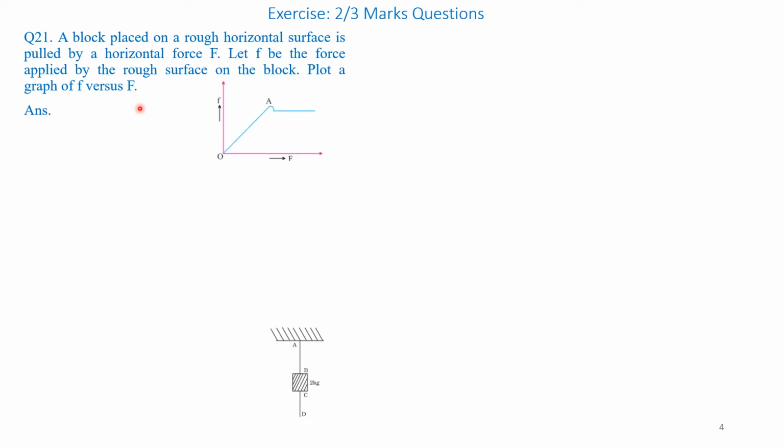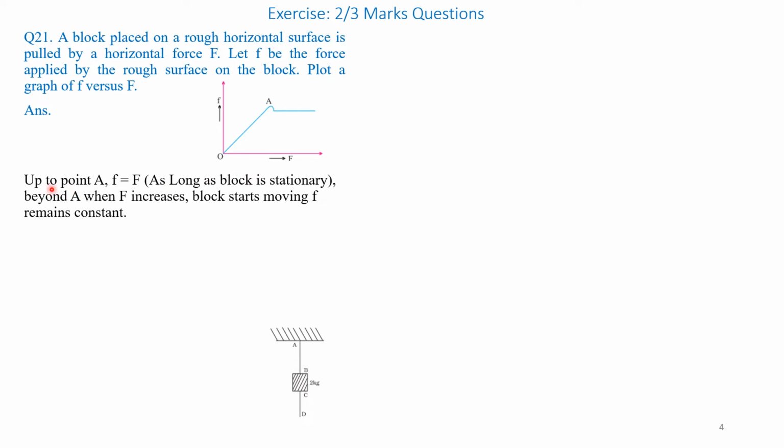Answer. The graph of small f, that is frictional force, versus the applied force is shown in the diagram. O is the origin and A is the first point. Up to the point A, small f is equal to capital F, that is frictional force is equal to applied force. During this slope, the block is stationary, that is 0 to A, the block is stationary, and beyond A, when F is increased further, the block starts moving, that is A onward, the block starts moving and f remains constant.